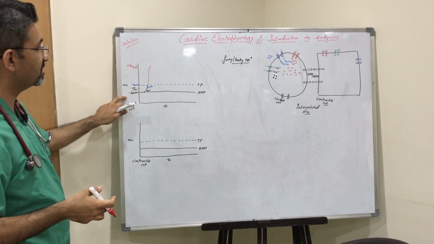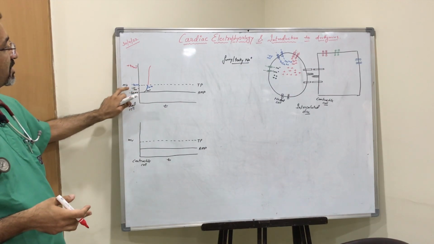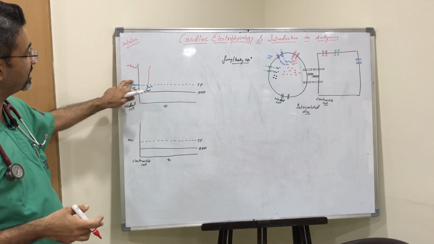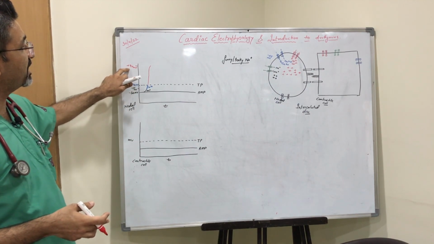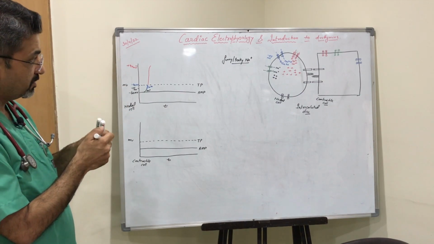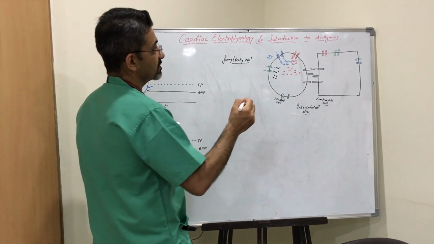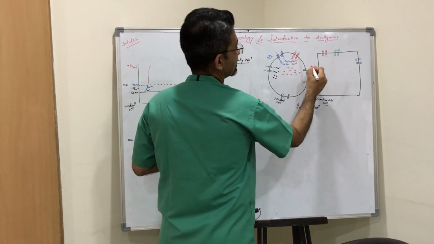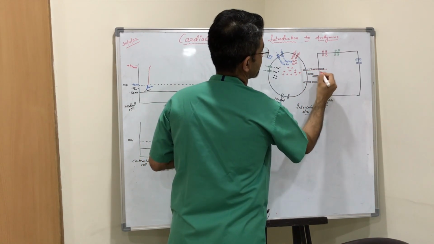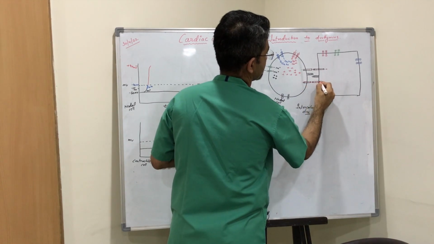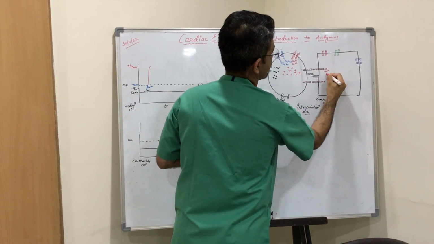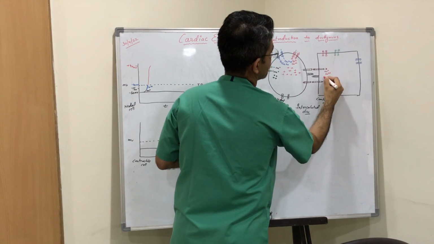At minus 60, sodium is leaking in. At minus 55, T-types open. At minus 40, L-types open, and the action potential rushes up to plus 40 millivolts. Now these sodium and calcium ions pass through the gap junctions to the contractile cell. Sodium and calcium.